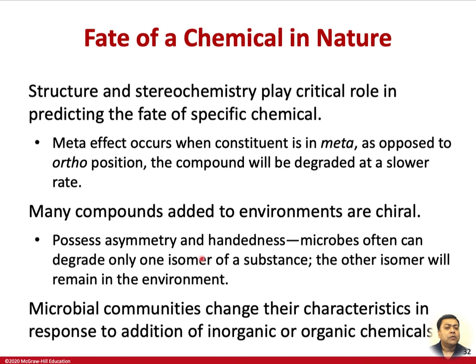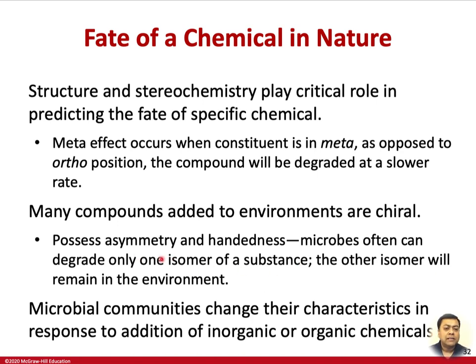Many compounds that are added to the environment are chiral. That means they possess a symmetry and handedness. They have a right and left-handedness. And microbes often can only degrade one isomer. These are called the D or L forms. You have seen that in amino acids as well. For example, we human beings can utilize the L form of the amino acid, but we cannot utilize the D form, whereas many microbes can utilize the D form as well.